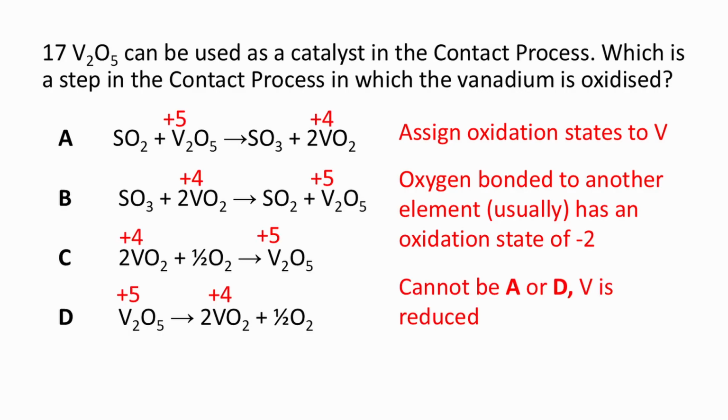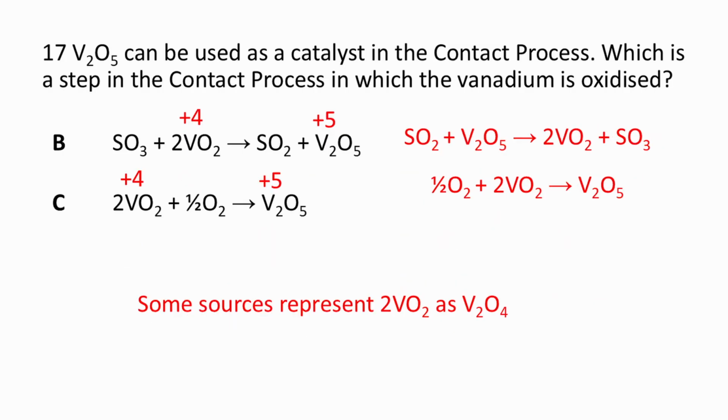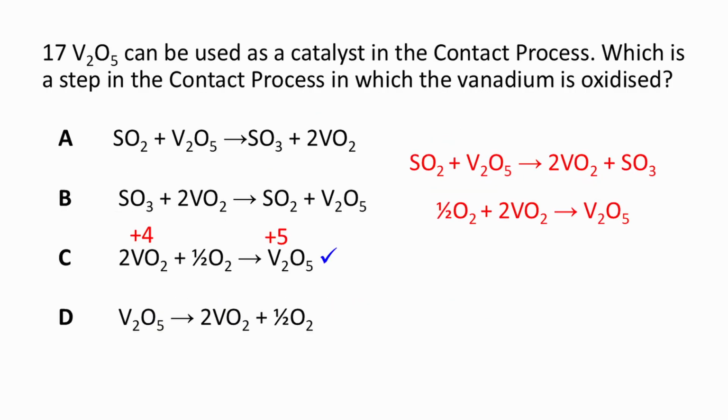So in option A, vanadium is reduced from an oxidation state of +5 to +4. In option D, vanadium is reduced again from +5 to +4. So the answer cannot be A or D. Option B and C both show vanadium being oxidized from +4 to +5. Two steps in the contact process are shown in red on the right hand side. This knowledge is required in order to answer the question. Note that some sources represent 2VO2 as V2O4. Relating this knowledge to the question, the answer is option C.